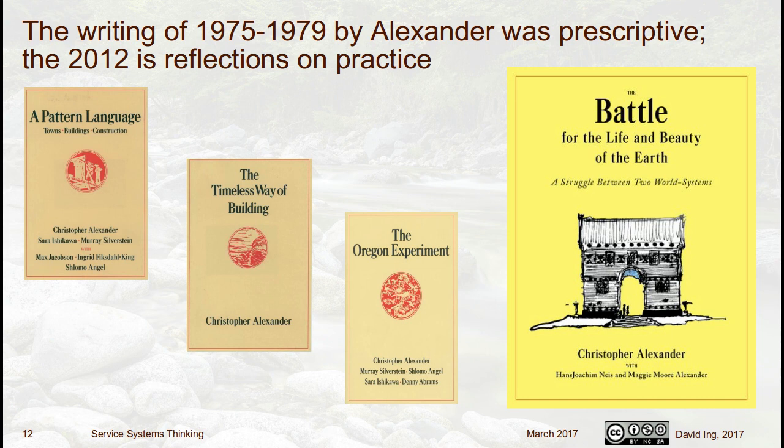So certainly it's in the OCAD library. It's at the Federal Public Library. It's really easy. It's like this thick. And it's really good, and it's good to browse. But if you really want to know what's going on, you should read the new book, which is called Battle for the Life and Beauty of the Earth, which is a really gutsy title.